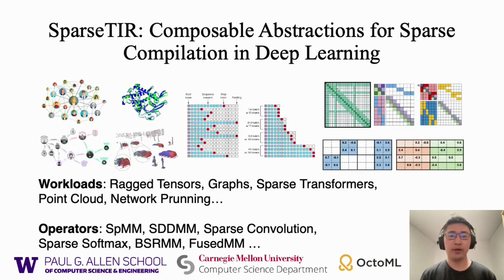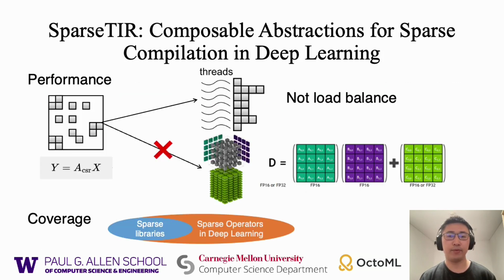Hello everyone, welcome to our lightning talk, and we are going to give a brief introduction to SparseTIR. Sparse operators are commonly used in deep learning, such as graph neural networks and network pruning. But when it comes to deployment, they face challenges in performance and coverage. Performance-wise, mapping irregular sparse operators to parallel architectures and acceleration units can be difficult. Regarding coverage, sparse libraries may not cover all operators used in sparse deep learning.